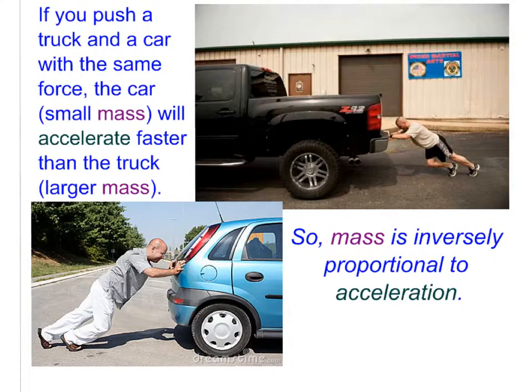If you push a truck here, or a car with the same force, assuming these men are able to be exerting the same force on each of these objects, the car has the smaller mass, the truck has the larger mass. Which one accelerates faster? Well, if they're exerting the same force, the object that has the smaller mass accelerates faster than the truck with the larger mass. So therefore, mass is inversely proportional to acceleration.